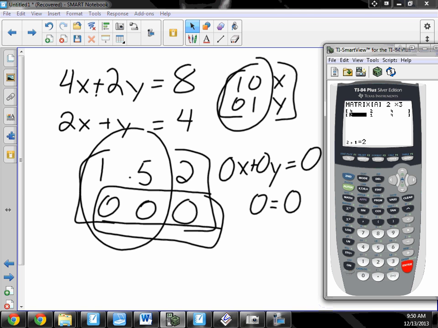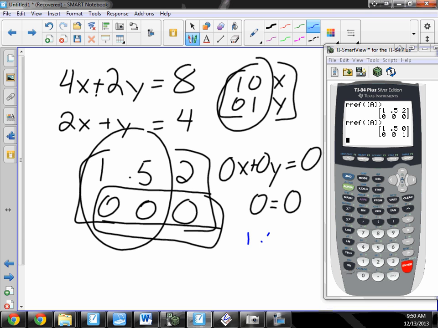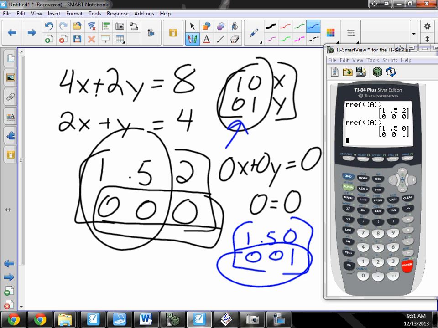And the opposite of infinite is no solutions. So I exit out, do my RREF, and now I have 1, 5, 0, 0, 0, 1. Do I have this pattern here? No. So I look at the bottom row, and I have 0 plus 0 equals 0. When is that true? In my world, never. 0 plus 0 equals 1.